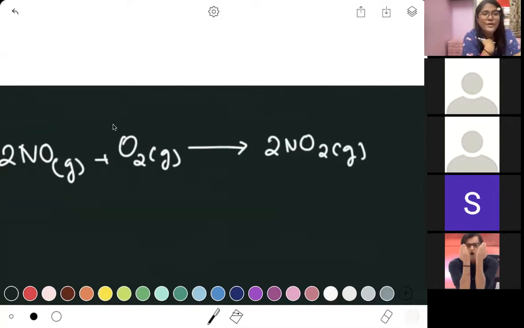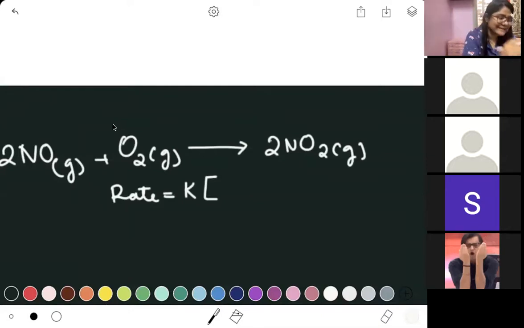If I wanted to write the rate of this particular reaction, I would say rate is equal to rate constant multiplied by the concentrations of the reactants raised to their stoichiometric value. Say that sentence over and over again till it makes sense. Rate is equal to the rate constant into the concentration of the reactants raised to its stoichiometric value.